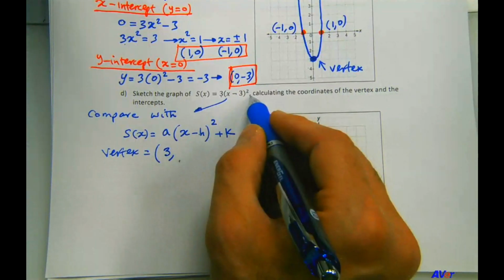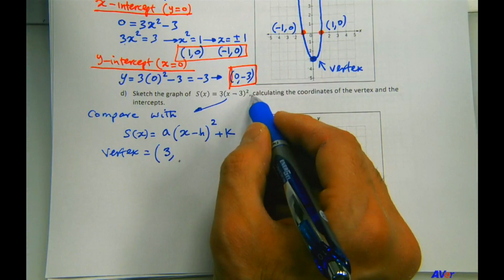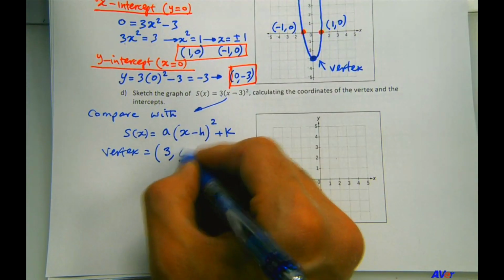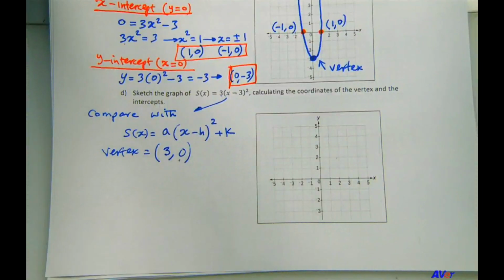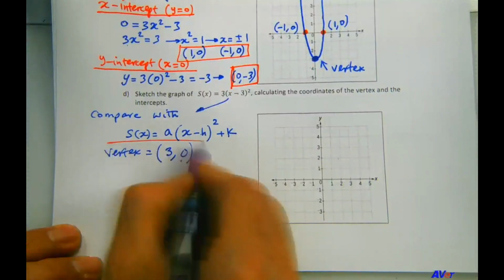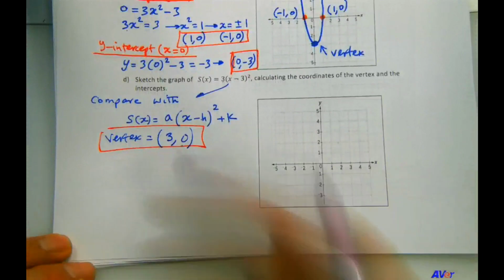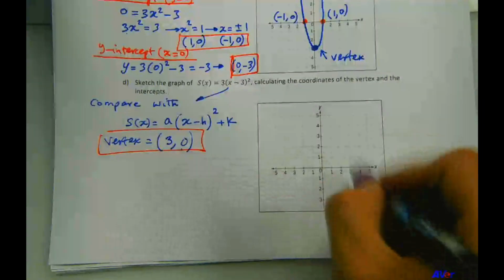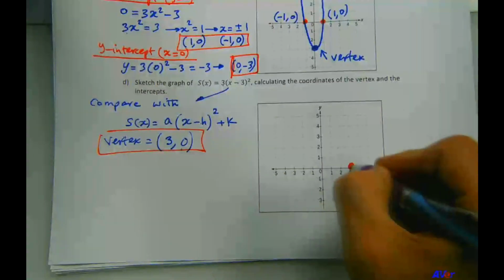And then what about k? Compare this with that. What is k now? K is 0. So that is the vertex. The coordinates of the vertex are 3, 0. So let's plot it. 3, 0 is right there.